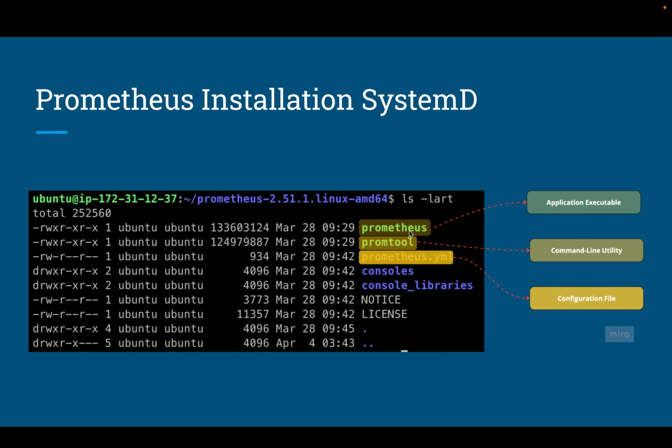We already discussed this. This is an executable which can be used to start the Prometheus server, and this is the command line utility which will be used to run some commands by which we can validate the correctness or syntax of the Prometheus configuration which is present in prometheus.yml.